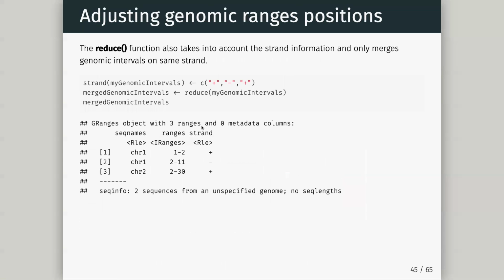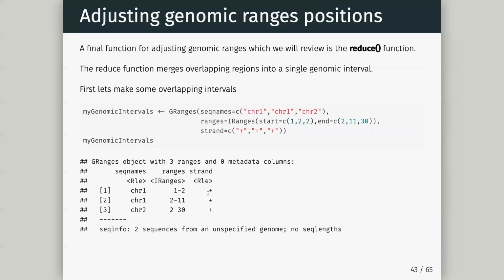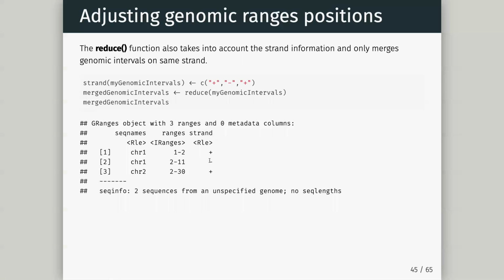So, yes. The reduce function also takes into account strand information, and it's only going to merge regions if they're on the same strand, right? If we do star, it's going to assume that we don't know. In this case, we have previously plus, plus, plus. If I now set plus, negative, plus, these two regions which had just overlapped are now on different strands. So by default, when we run reduce on my genomic intervals, it's no longer going to reduce them. Okay? It thinks they're on the, well, it knows they're on a different strand.